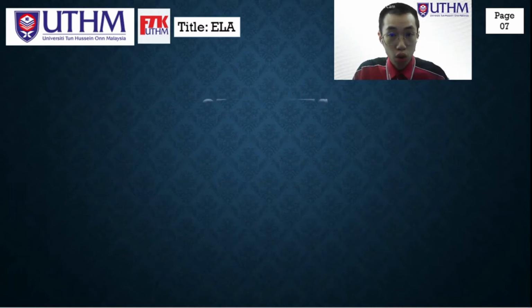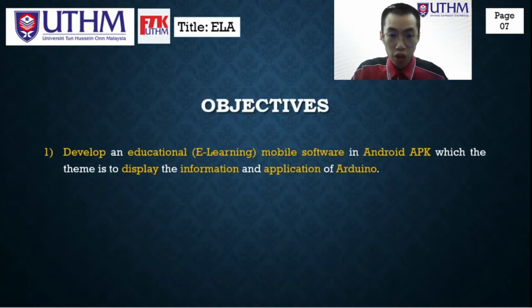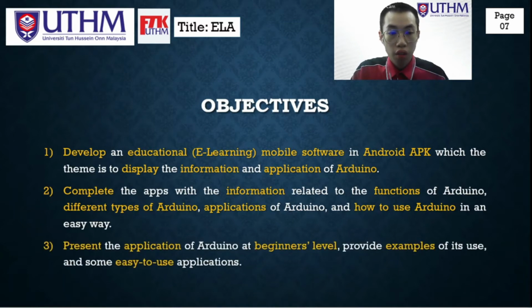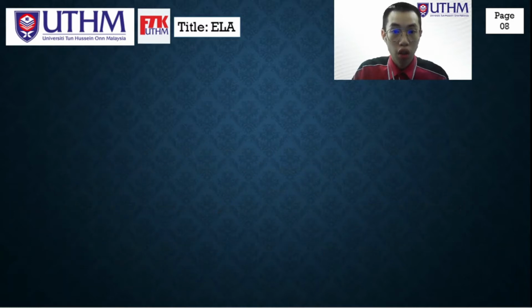To solve these problems, the objective of this project is to develop an educational or e-learning mobile software in Android APK, which aims to display the information and application of Arduino. Second, complete the app with information related to the function of Arduino, different types of Arduino, application of Arduino, and how to use Arduino in an easy way. Third, present the application of Arduino at beginner level, provide examples of its use and some easy to use applications.